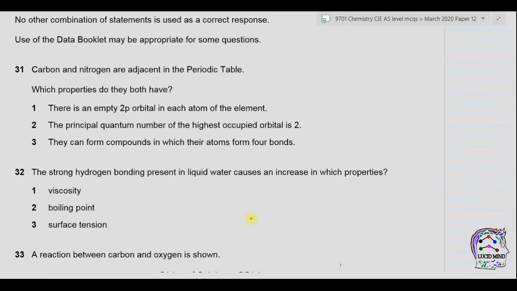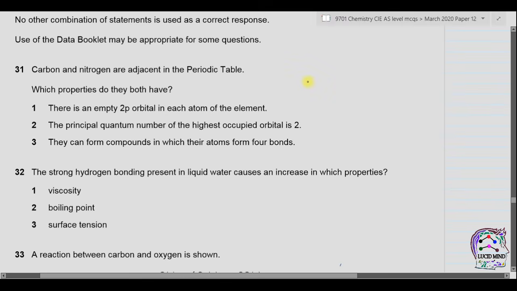Question number 31. Carbon and nitrogen are adjacent in the periodic table. Which properties do they both have? 1. There is an empty 2p orbital in each atom of the element. So let's find out the electronic configuration of carbon and nitrogen. The atomic number of carbon is 6, so it will be 1s2, 2s2, 2px1, 2py1, 2pz, no electron.